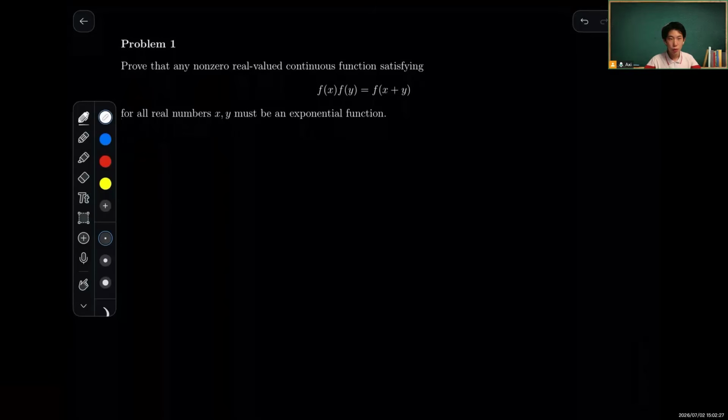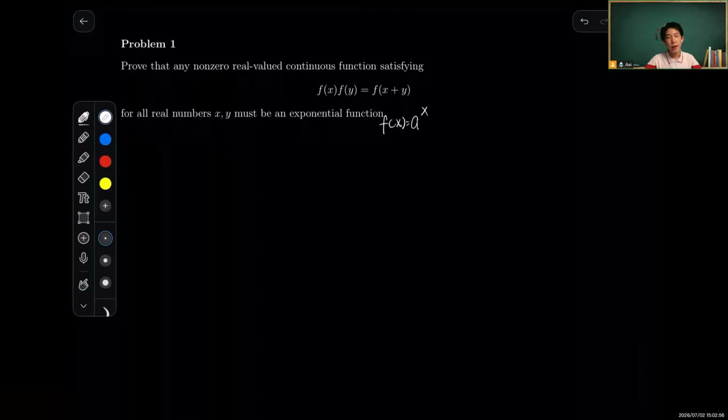The first problem requires us to prove that any non-zero real-valued continuous function with this identity must be an exponential function. An exponential function essentially is a to the x power, where x is the variable. Let's try and prove this.